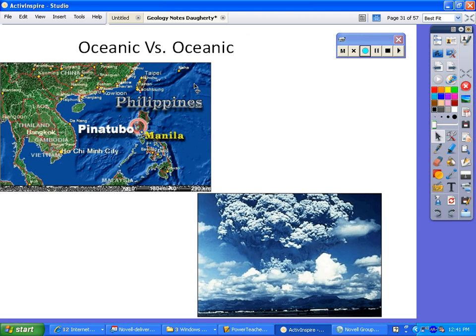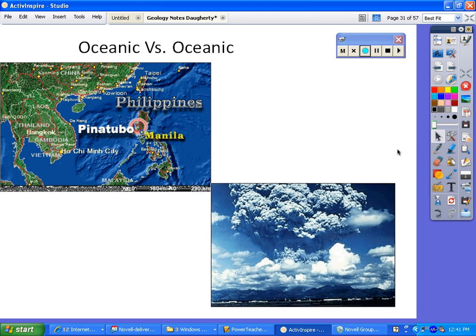Oceanic versus oceanic, a good example of this is Mount Pinatubo in the Philippines. And this shows a picture of its eruption back in the 80s. It was a pretty powerful one.